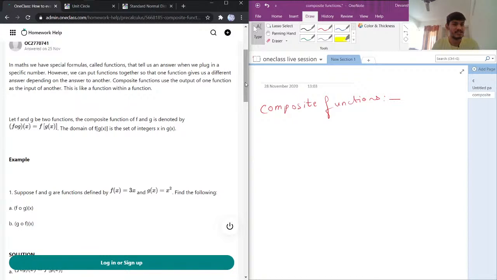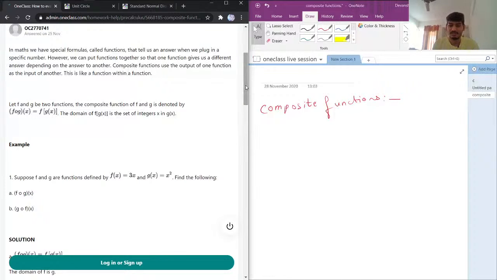In math, we have special formulas called functions that tell us an answer when we plug in a specific number. However, we can put functions together so that one function gives us a different answer depending on the answer to another. Composite functions use the output of one function as the input of another. This is like a function within a function. So correct, yeah, correct definition.